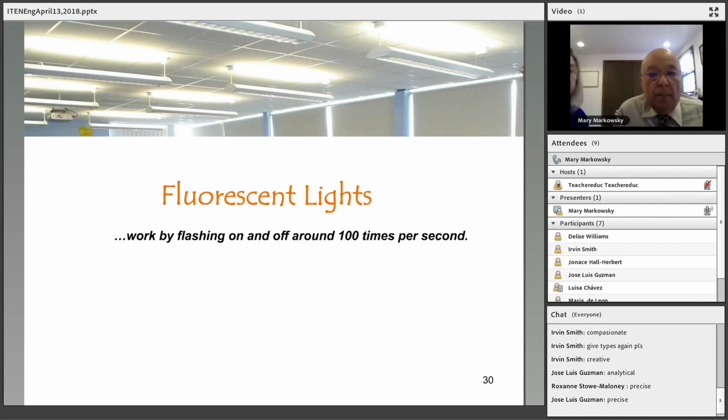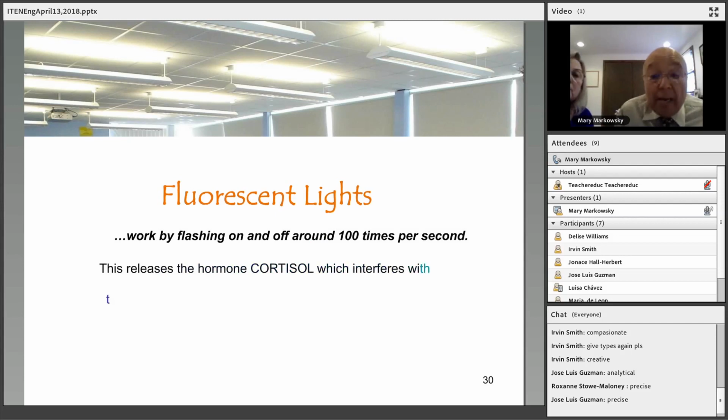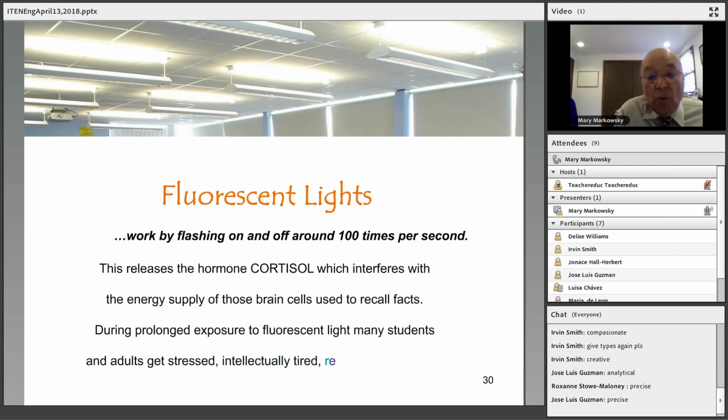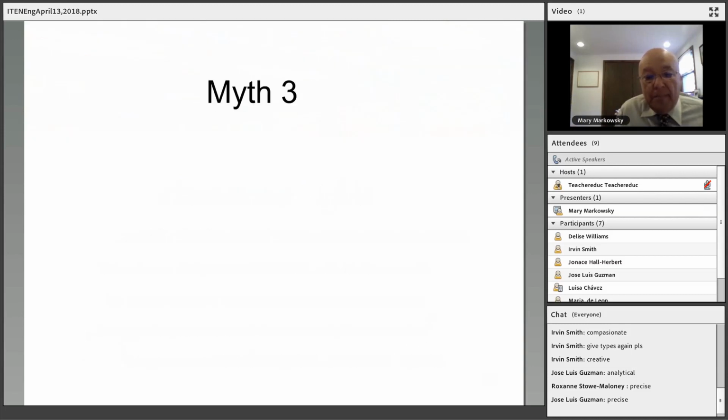Fluorescent lights. Fluorescent lights work by flashing on and off around 100 times per second. We don't see it, but it does happen. That's in the research. And this is what happens. It releases the hormone cortisol, which interferes with the energy supplies of the brain cells used to recall facts. During prolonged exposure to fluorescent light, many students and adults get stressed, intellectually tired, restless, and agitated. I'm sure many of us have felt the effects of fluorescent lights.